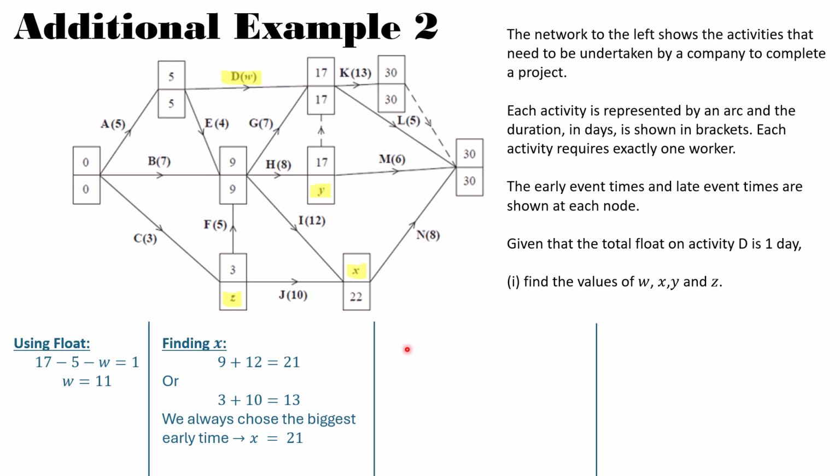Our next one we're going to look at is Y. In order to find Y, it's a late time, so we're going to work backwards. There are 2 ways to work back into this node: there's M and there's the dummy. From the dummy, it'll be just 17. From M, it's going to be 30, take away the duration, which is 6, which gives us 24. We always pick the smaller of the late times, which means we're picking Y as 17.